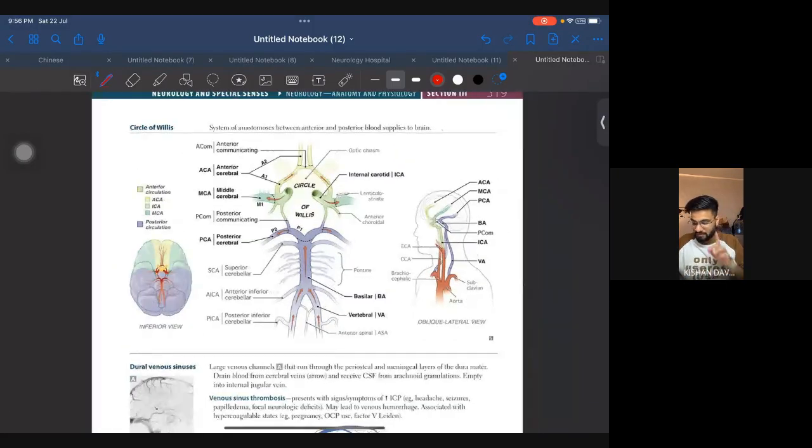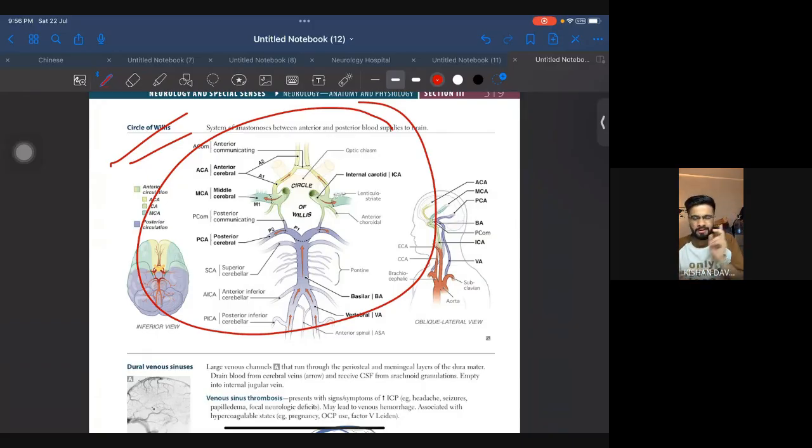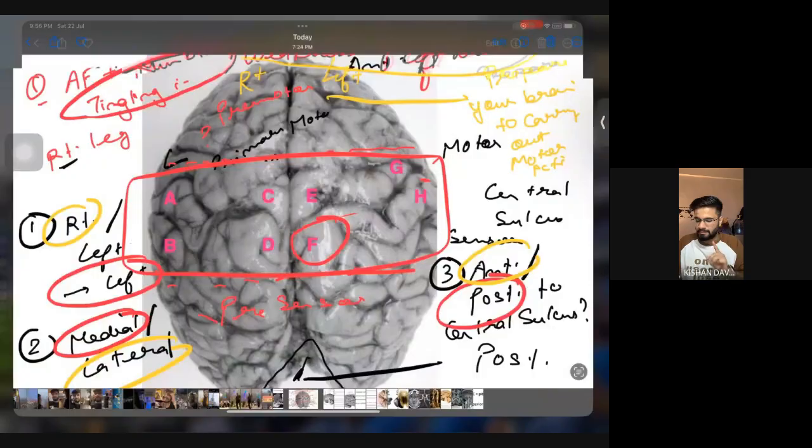Moving ahead, circle of Willis. Yeah, circle of Willis, very important. This diagram is not good. Refer to your old diagram given in the anatomy book or you can refer to Google. Now, in the circle of Willis also they ask like this.